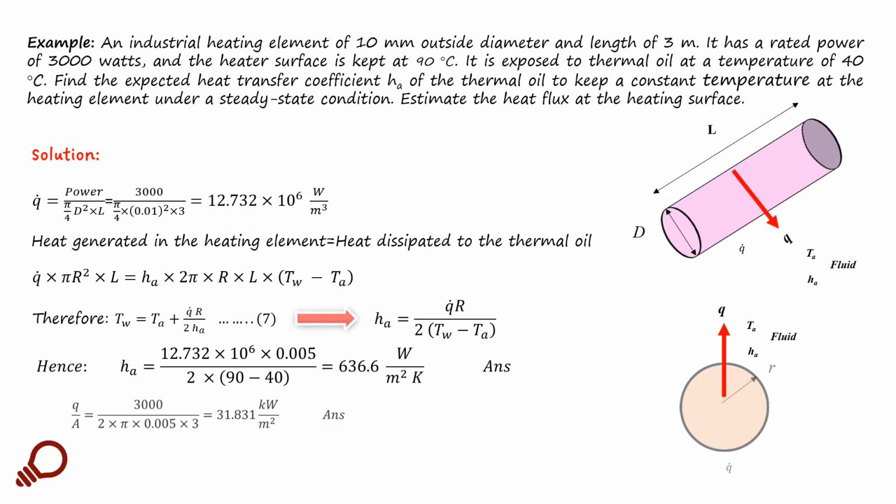And the second part, which is related to the heat flux at the heating surface, is equal to Q divided by A. We have Q 3000 watt divided by the surface area of the heating element. Then we will end with a heat flux amounting to 31.831 kilowatt per square meter. This is the answer for the second part of this example.